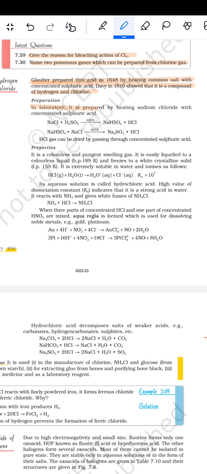Preparation in the laboratory: it is prepared by heating sodium chloride with concentrated sulfuric acid. NaCl plus H2SO4 at 420 Kelvin gives NaHSO4 plus HCl, and then NaHSO4 plus NaCl at 823 Kelvin gives Na2SO4 plus HCl. HCl gas can be dried by passing through concentrated sulfuric acid.